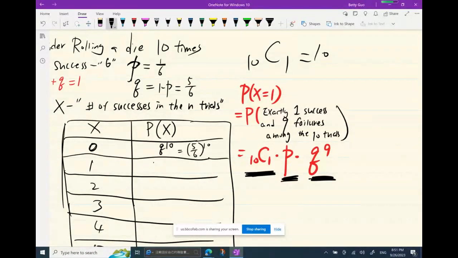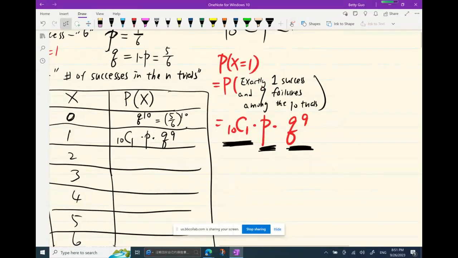C10-1 times P times Q to the power of 9. I want you to try to understand that. Yes or no? Yes, it makes sense. Okay, perfect.